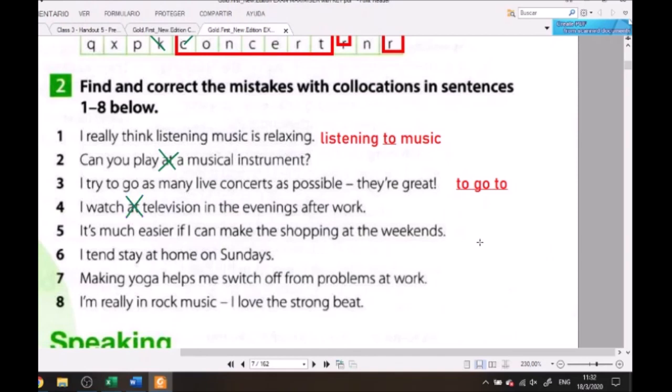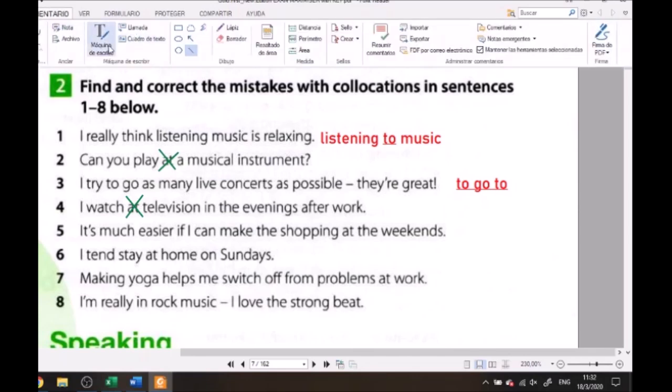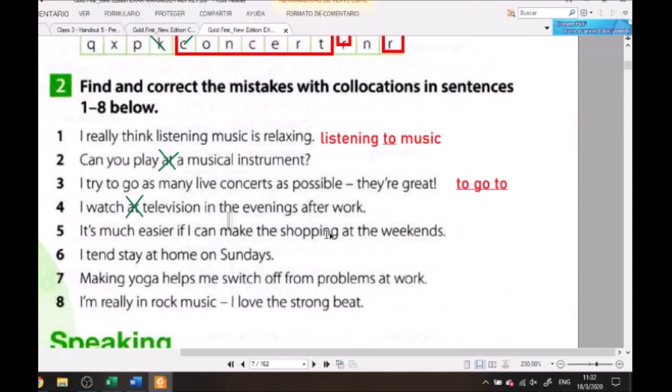Number five. What about it? Collocation here. Yes, you don't make the shopping, you do the shopping. So you have to replace the verb. Good. What about number six? Again, the infinitive is missing. I tend to stay. Yeah, especially these days, right? Are you staying at home?